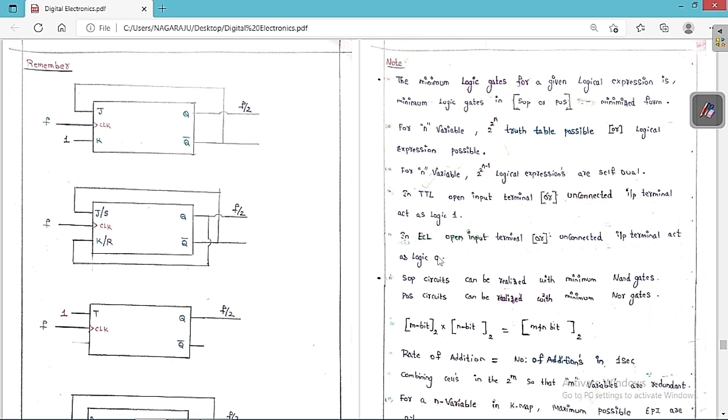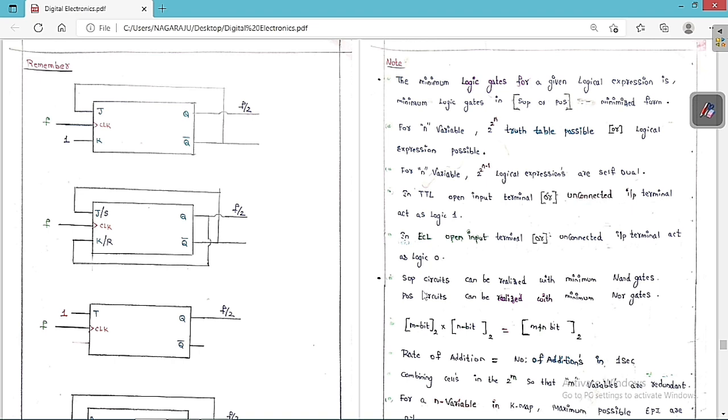So for the TTL logic family, the open or unconnected input terminal acts like logic 1, whereas in the ECL logic family, the unconnected or open input terminal acts like logic 0. This is the key difference to remember between TTL and ECL.